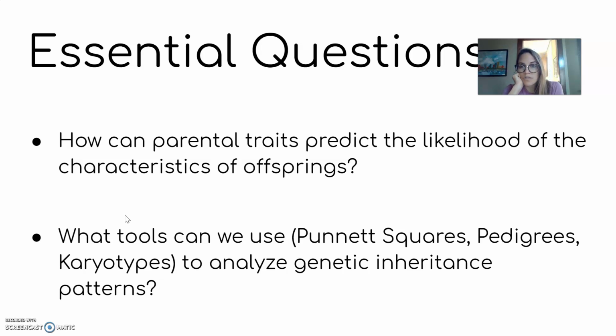The essential questions of this unit number 4 are: how can parental traits predict the likelihood of characteristics of our offspring? And what tools can we use, including Punnett squares, pedigrees, and karyotypes, to analyze genetic inheritance patterns? So we're going to be looking at some specific phenotypes and traits in this unit as we wrap up quarter 2.